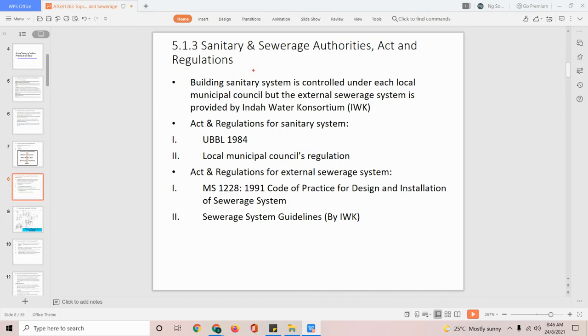Okay, so a few of the authorities in Malaysia. In Malaysia, we have IWK, which is the Indah Water Consortium, which controls most of the water treatment plants in Malaysia. Buildings have to follow UBBL and any local municipal council regulation. But when it comes to construction of sewage treatment plants in Malaysia, we are governed by IWK.